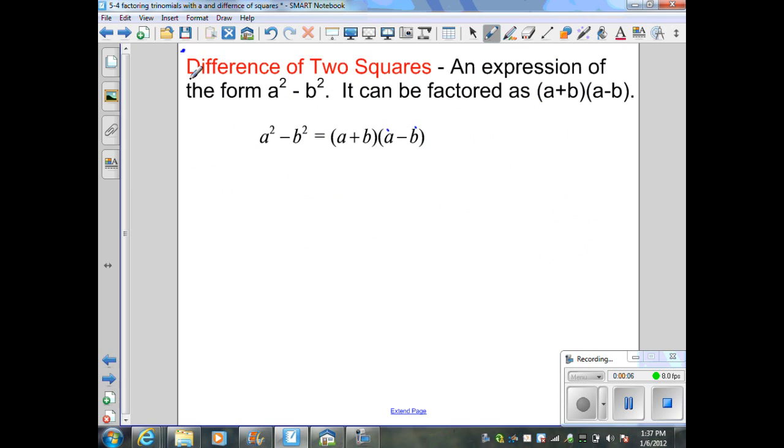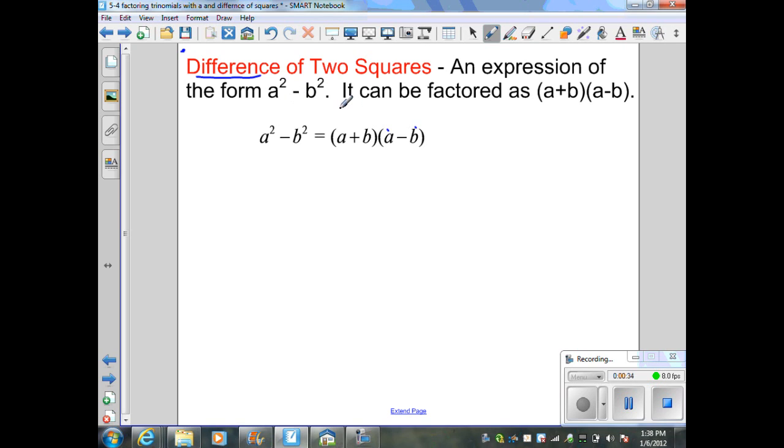On this slide, we'll define a new method of factoring. This is called difference of two squares. When given an expression in the form of a squared minus b squared, in other words, I have a binomial, 2 terms. The first term is a perfect square represented by a squared. The second term is a perfect square represented by b squared. And this must be a minus sign, which is the difference of two squares. It cannot be a plus sign.